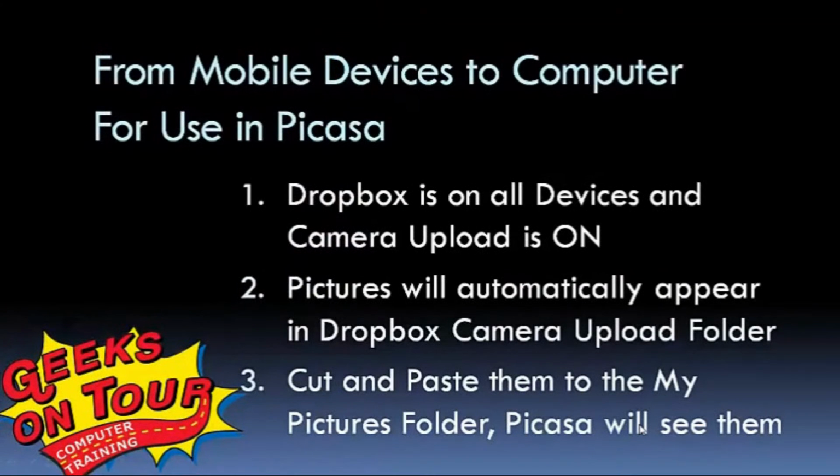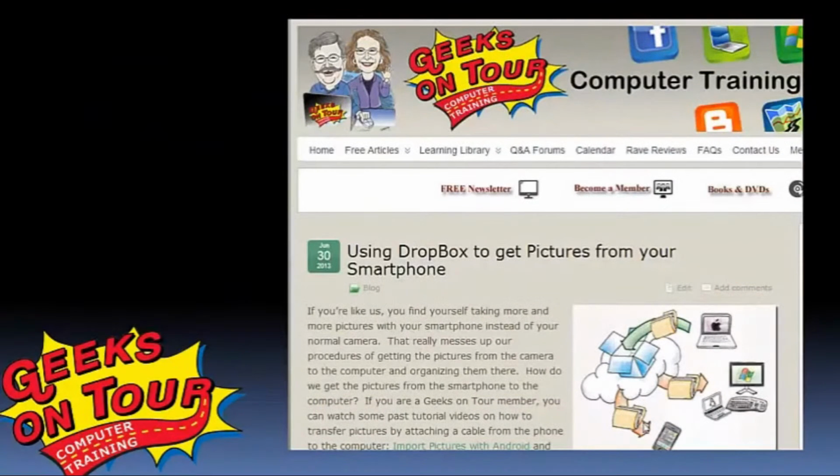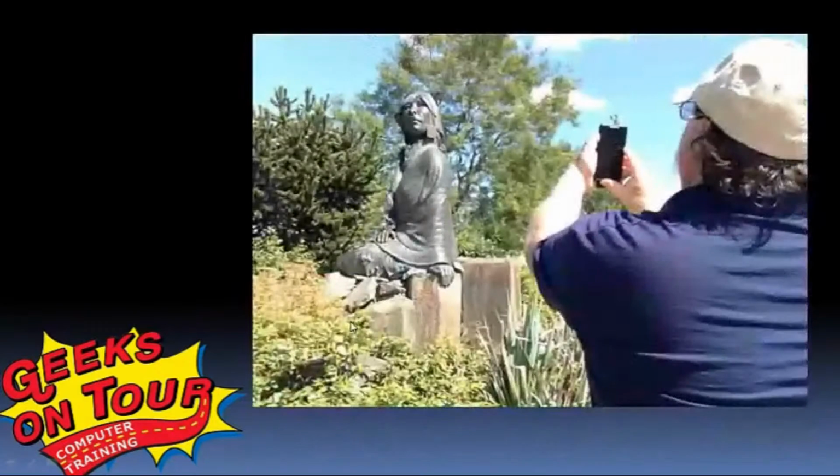First, Dropbox must be on all your devices, and the camera upload feature is on. Pictures then will automatically appear in the Dropbox camera upload folder on your computer. What you do is cut and paste them from there to your My Pictures folder, and then Picasa can work with them. We wrote an article about this on our website a while back. I'll find it under free articles and Geek blog, or I will put a link under this video to go straight to it. Review that for some details on how to set up Dropbox.